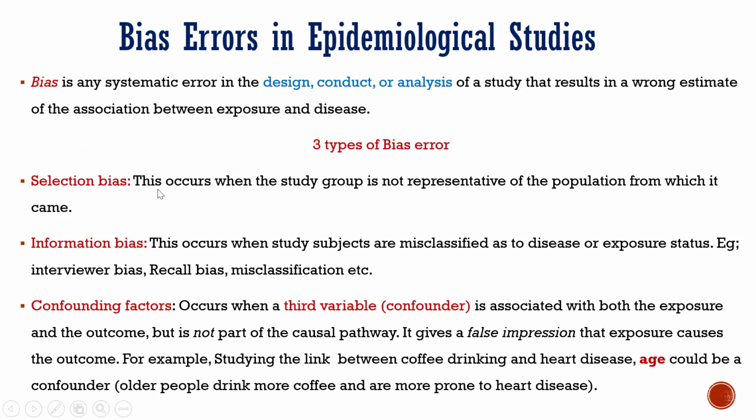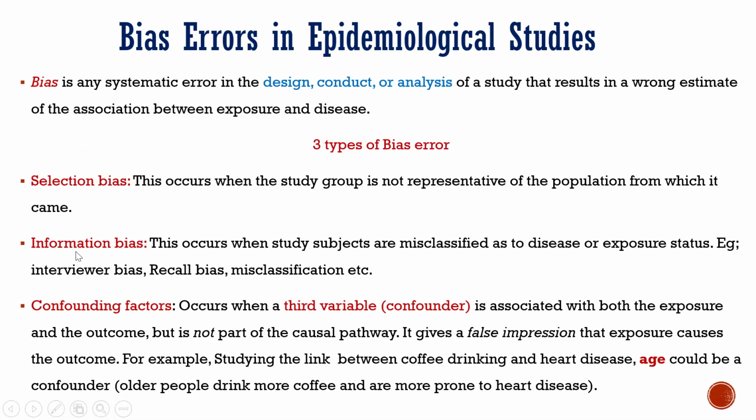So we have the selection bias. The selection bias occurs when the study group is not representative of the population from which it came. Just like when you're selecting your samples, when they are not representing the population from which they came, or when they are not really being selected very well, there could be a selection bias. We're going to be discussing different ways we can select samples, and I will let you know the ones you can use in reduction of this selection bias.